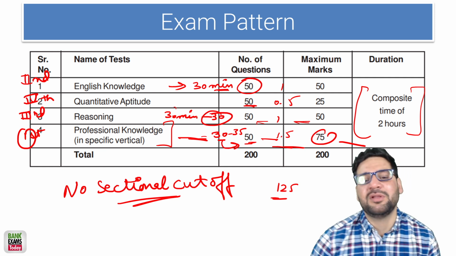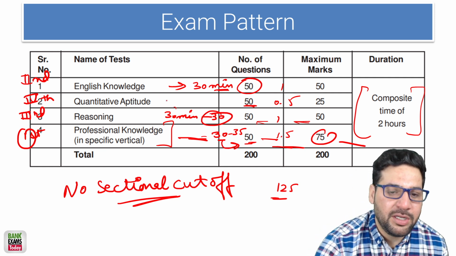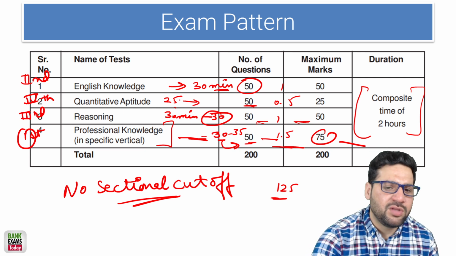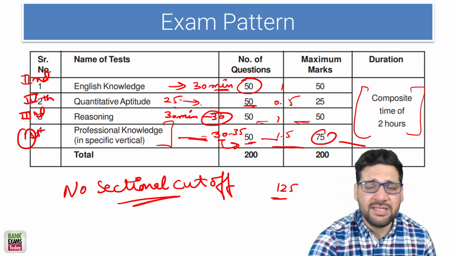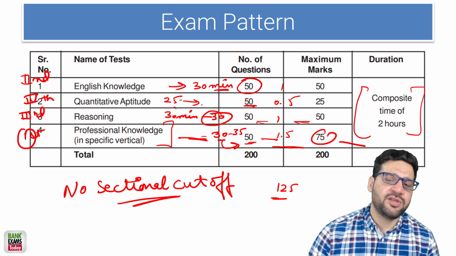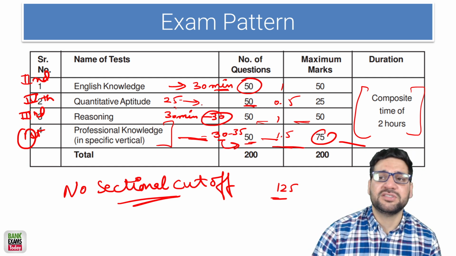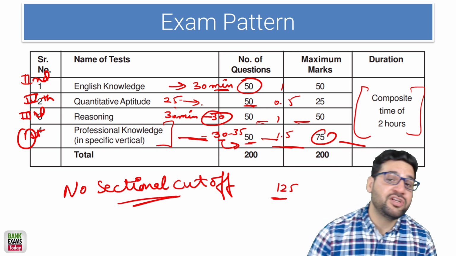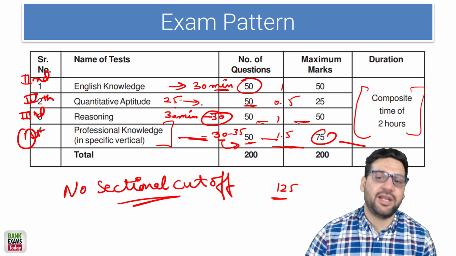In quantitative aptitude, keep it to 25 to 30 minutes maybe. You can easily attempt the data interpretation. If there are 2 or 3 data interpretations, that should be your priority. If there is approximation or number series, that should be your priority.